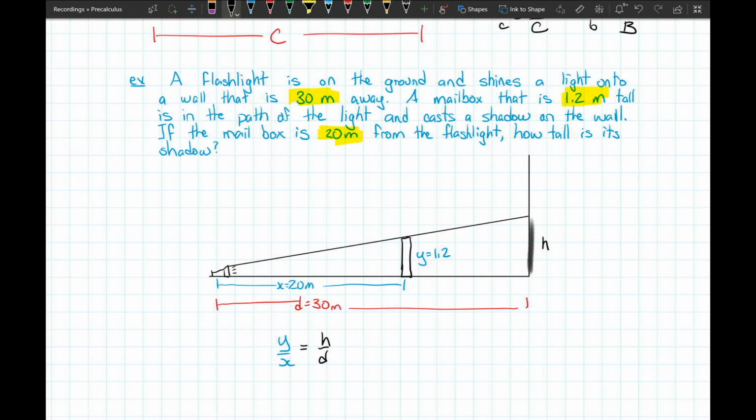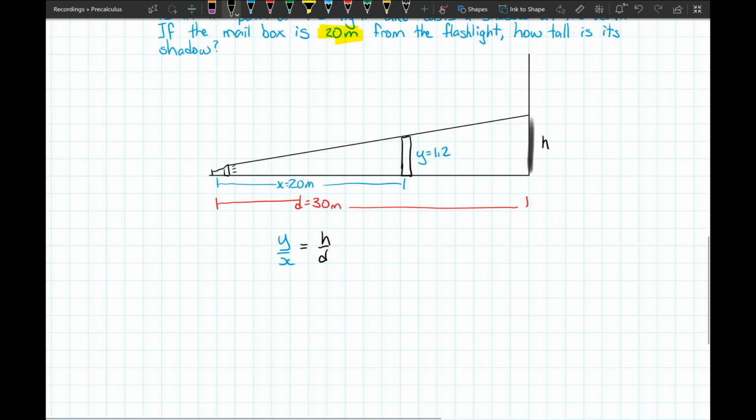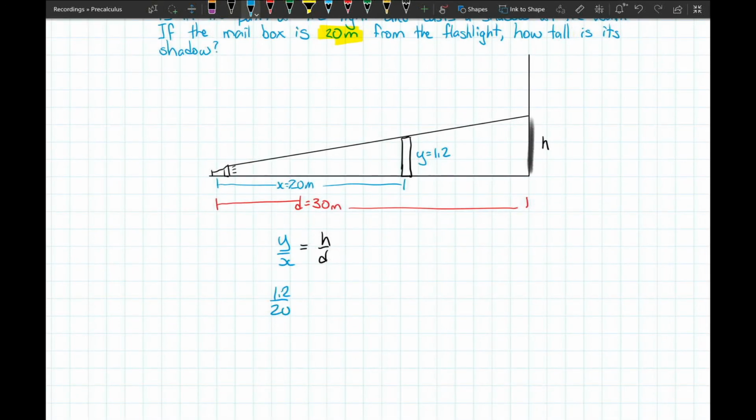And we know quite a few of these values, so we can plug those in, and then we can try to solve the equation for h. Plugging in x and y, we have 1.2 over 20. Plugging in the value for d, we have 30. As it turns out, this is a linear equation, but we just have to do a little bit of rearranging and multiply both sides by 30. And so we have 30 times 1.2 divided by 20.